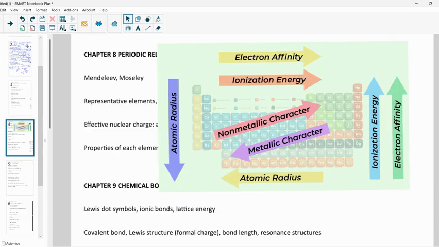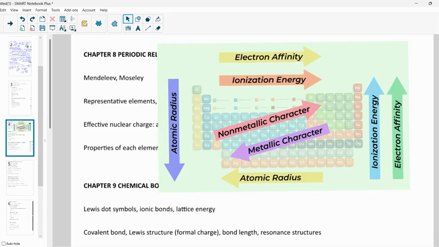Why? Because the electrons are farther out. There's greater shielding effect and less pull from the nucleus. It's easier for somebody to come along and steal an electron away. As we go down the group, electron affinity decreases. It can't pull electrons in tight enough to steal somebody else's electron.